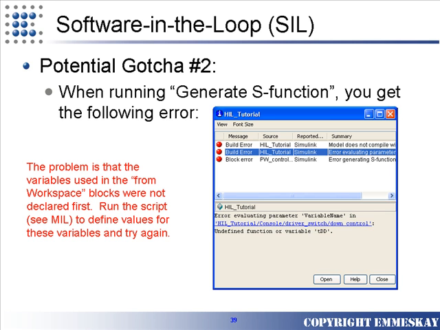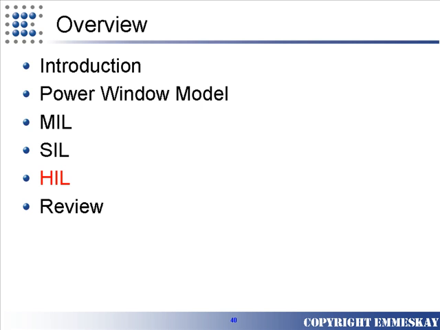Another error you may encounter when generating the S function has to do with undefined functions or variables. In this case, there were some variables we defined from the workspace that may not have been in existence when you tried to generate the S function. Therefore, run that script to define those variables and try to generate the S function again. We've now successfully generated C code in the form of an S function.